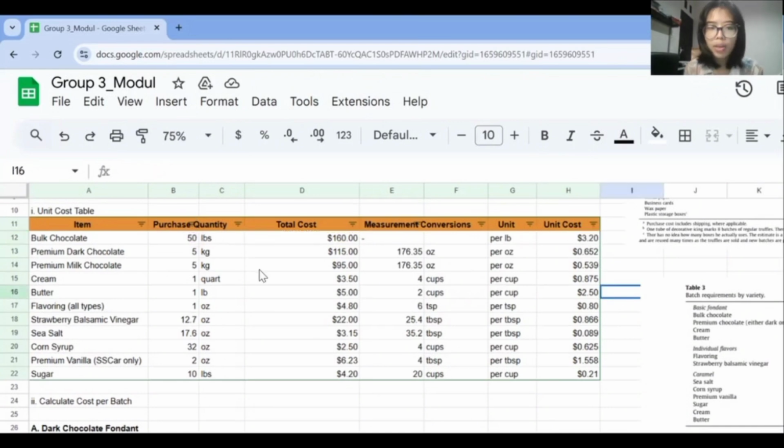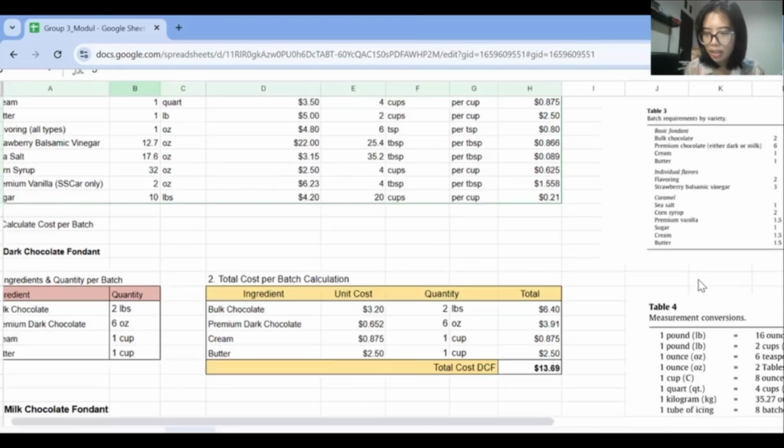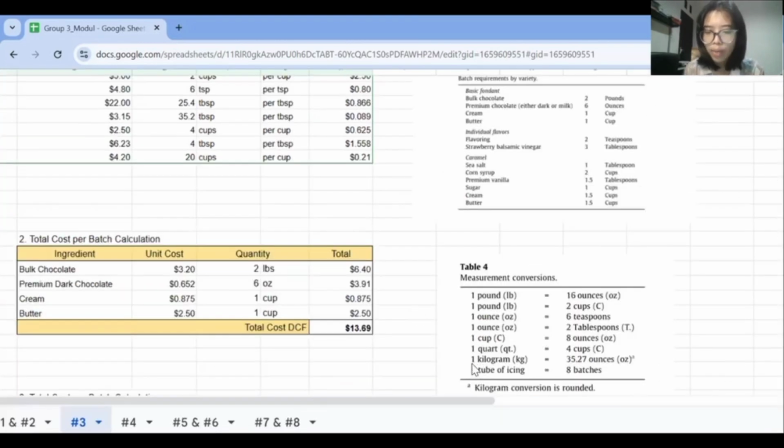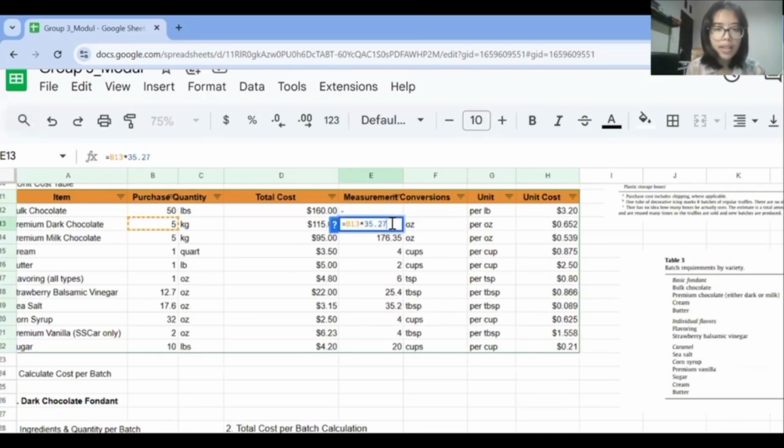Okay, how about the ones that need to be converted, that need the measurement conversions? For example, the premium dark chocolate: we buy it in 5 kilograms, but we need it in ounces, so we need to convert it to ounces. We need to check the measurement conversions, how much it is. 1 kilogram is equal to 35.27 ounces.